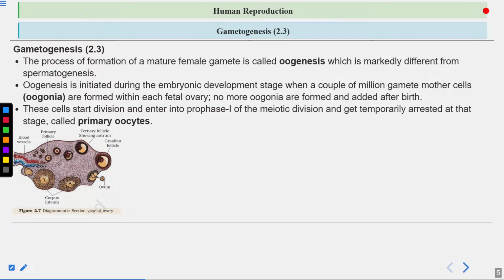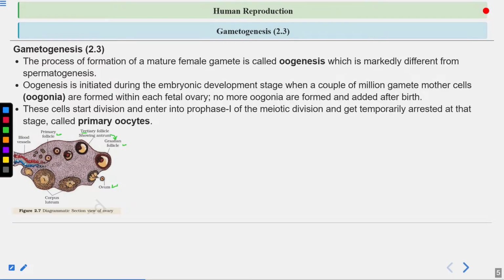Now you can see here, this is a diagrammatical sectional view of the ovary. Here they have shown you the different follicles that are being formed within the ovary. We'll talk about how these follicles are formed. For now, you should know this is the primary follicle. This primary follicle transforms into secondary follicle, then tertiary follicle, then tertiary follicle transforms into mature follicle, that is also known as Graafian follicle. Graafian follicle will rupture to release the secondary oocyte, which is sometimes known as ovum, and the remnants of the Graafian follicle form the corpus luteum.